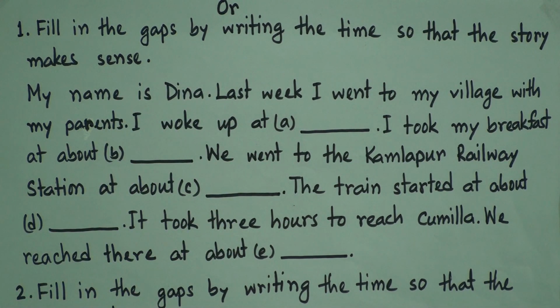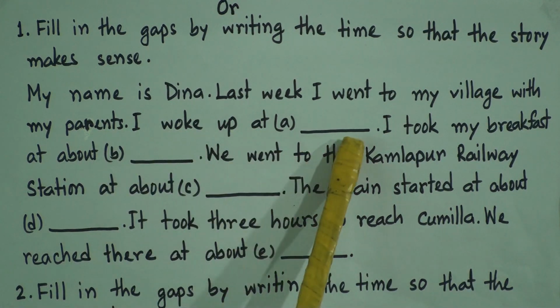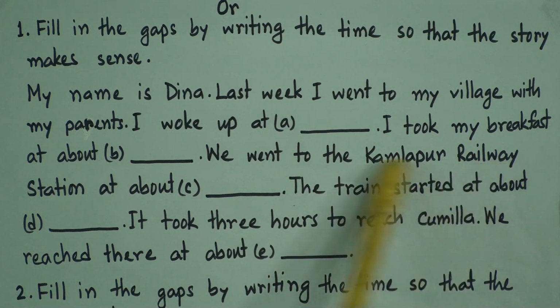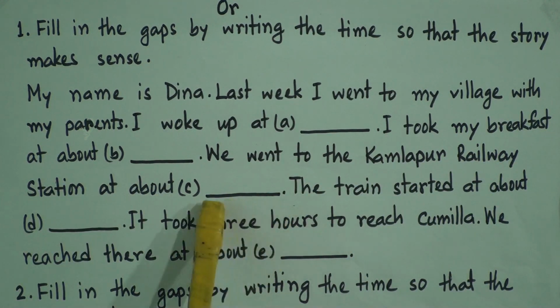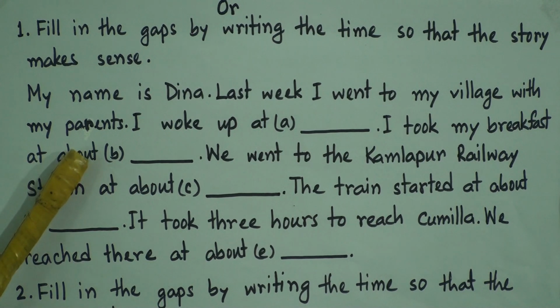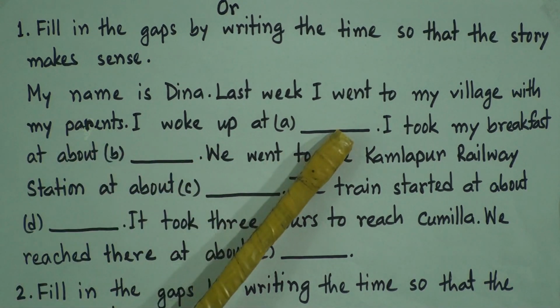Now look, I woke up at dash. I took my breakfast at about dash. We went to the Kamrun railway station at about dash. Number C, the train started at about, now number D, there is a gap. It took 3 hours to reach Kumila. We reached there at about dash. Number E. So maybe you can start your journey early in the morning. So suppose I woke up early in the morning, or we can write here 6 a.m. or 7 a.m.